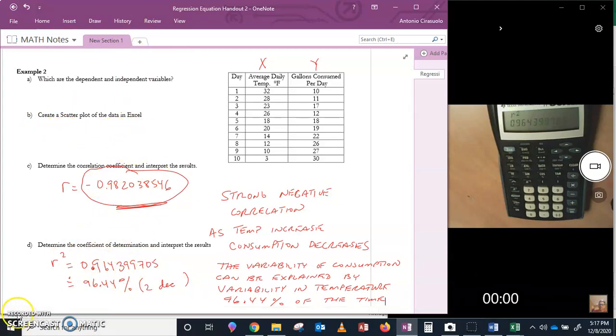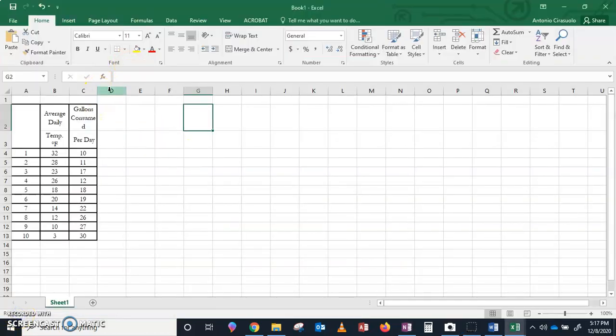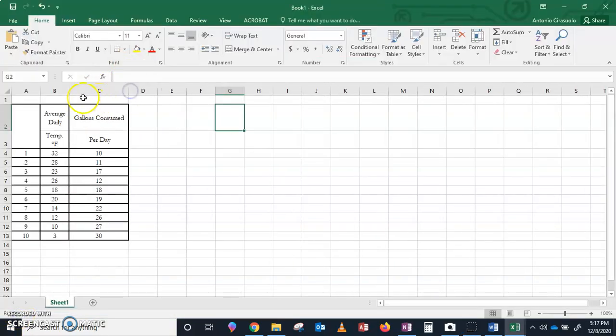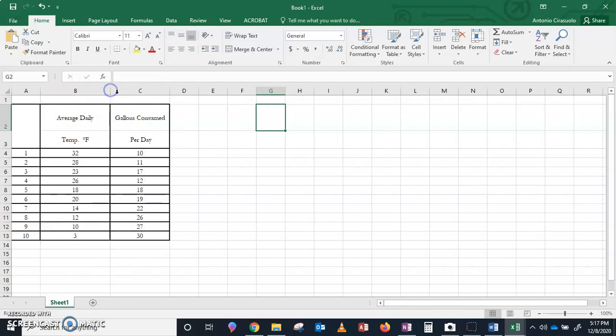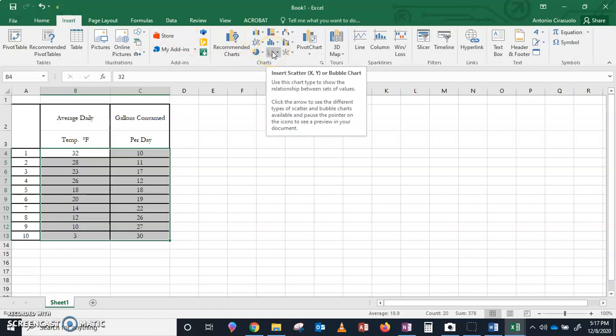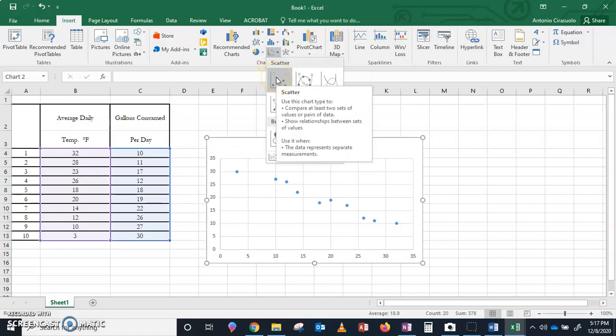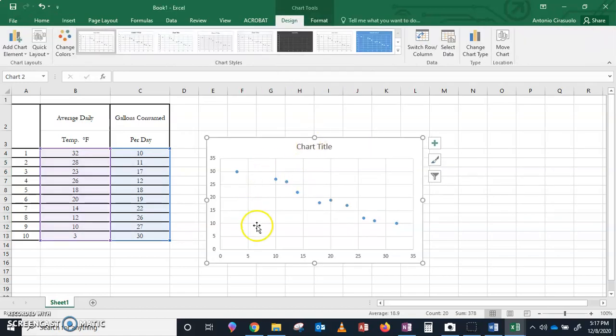And I'll show you how that's done. So I have in Excel the data set. Okay, and there we go. And if I select my data set and go Insert, Scatter, and choose this value here, you'll see that we actually get the scatter plot put together very nicely.